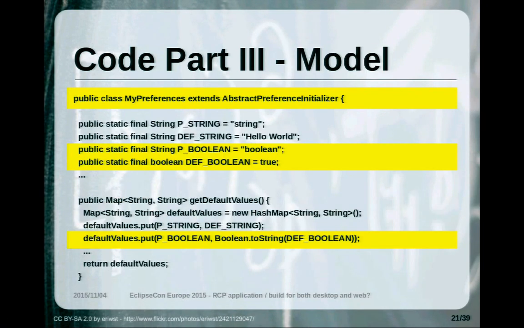And the next step is that we have to define default values in our model bundle. So we extend the class from AbstractPreferenceInitializer, because we want to initialize our preferences in the model bundle and not in the UI bundle. And we can do it this way, so that we define our values, for example, Boolean and true, or something we like to have in there, and put them in the default values map.